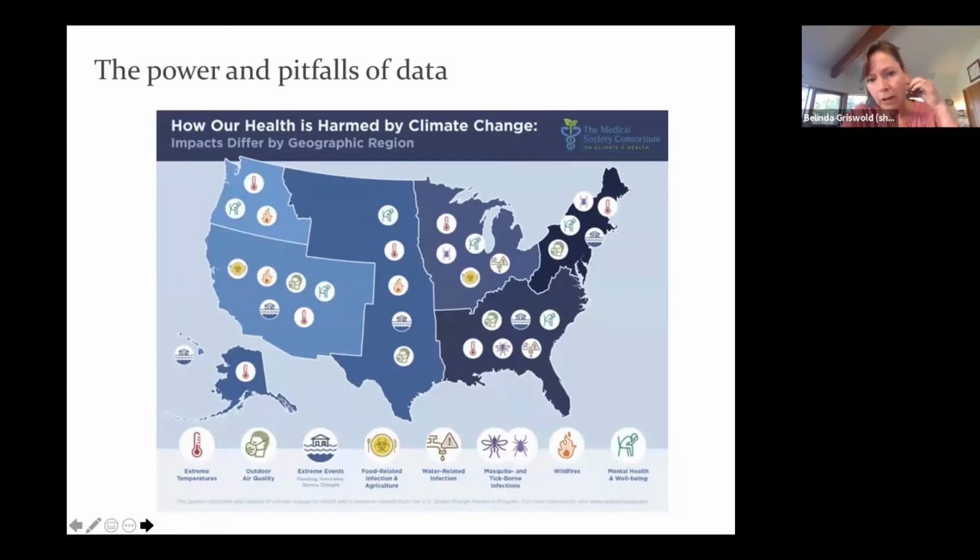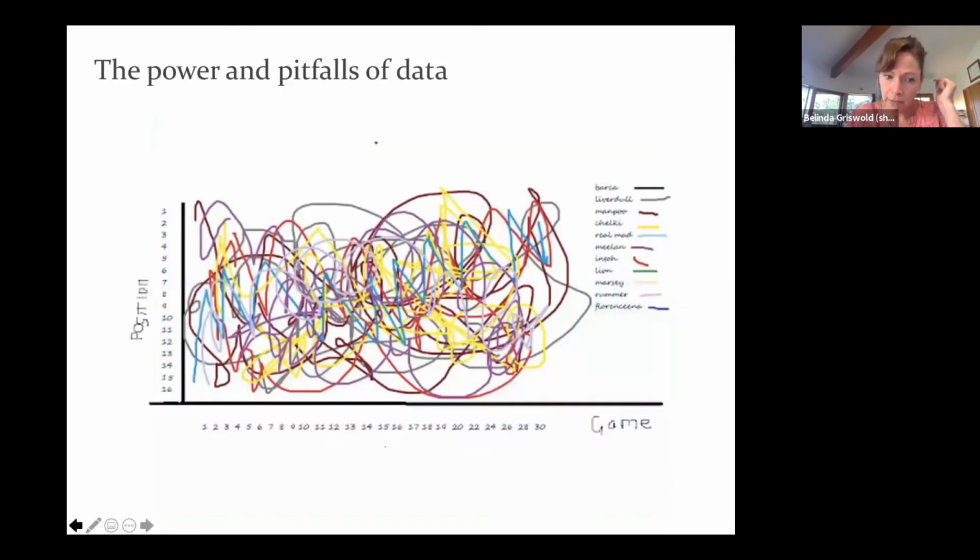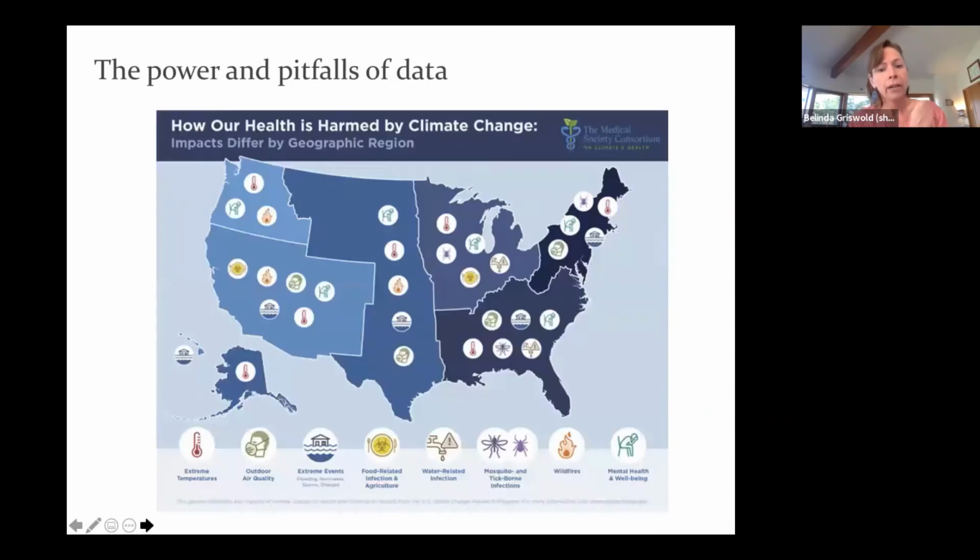I wanted to share this too as an example of a data product that actually has some good things going for it, but ultimately is pretty damn confusing. It's not as confusing as this, right? But it is confusing because there is TMI. There is so much going on here.